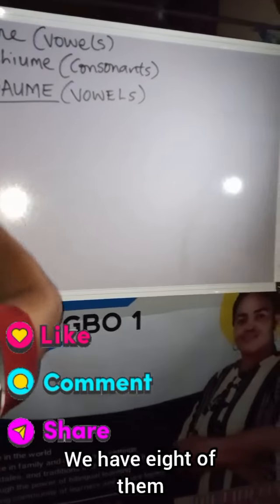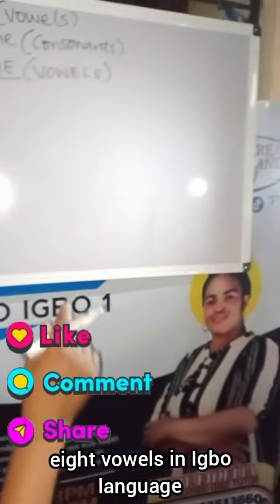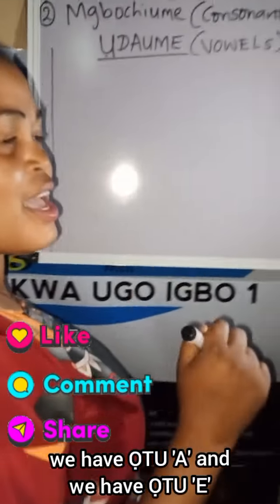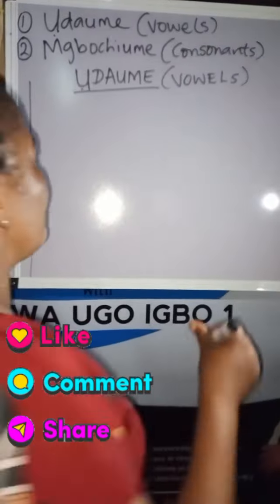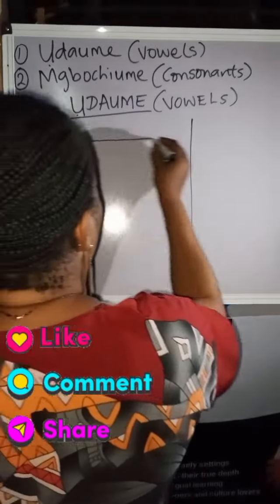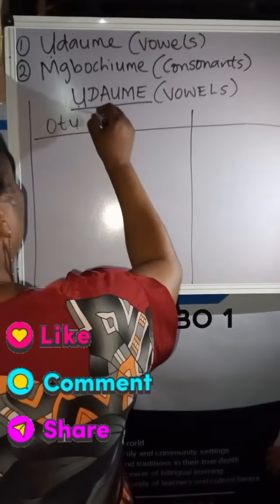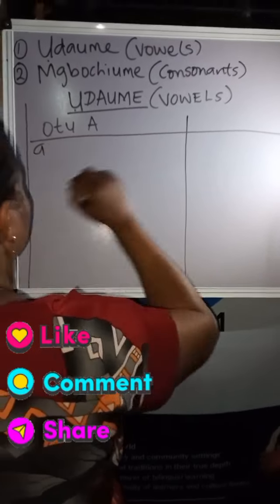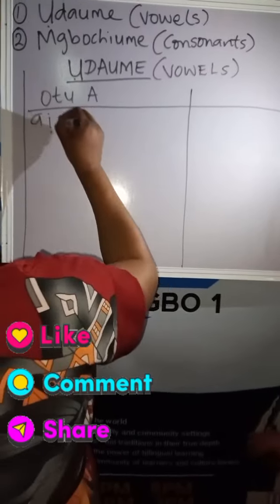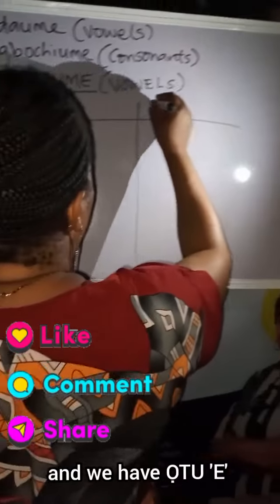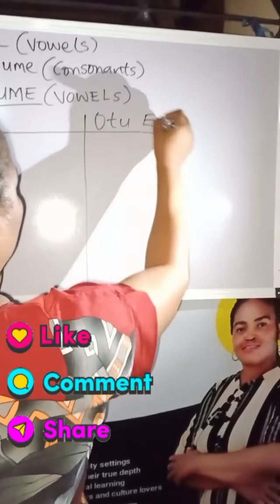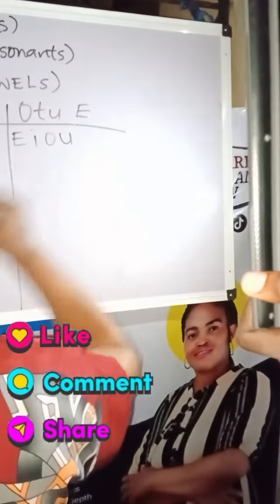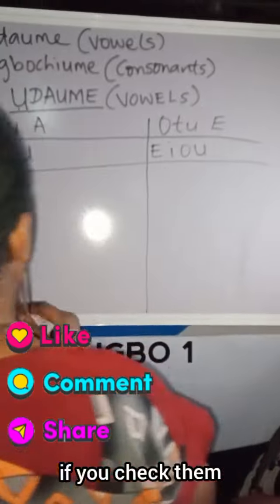We have 8 vowels in the Igbo language. They are, we have Otu-A and we have Otu-E. Let's go. Otu-A, we have A, and we have Otu-E. Check them, there are 8.